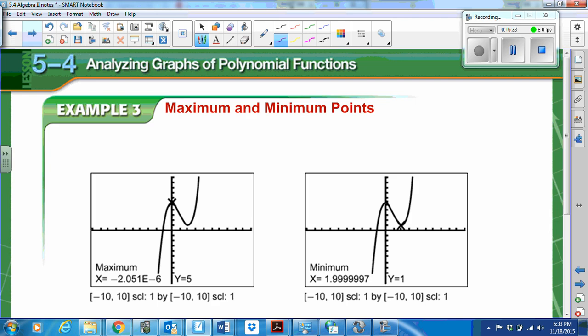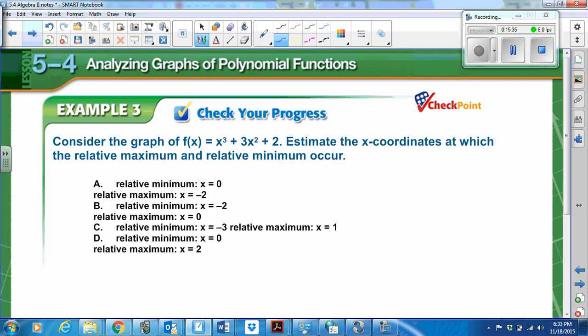And there it shows that they were calculated. So why don't you do this one on your own and see what you come up with, and then I'll tell you what the answer is.